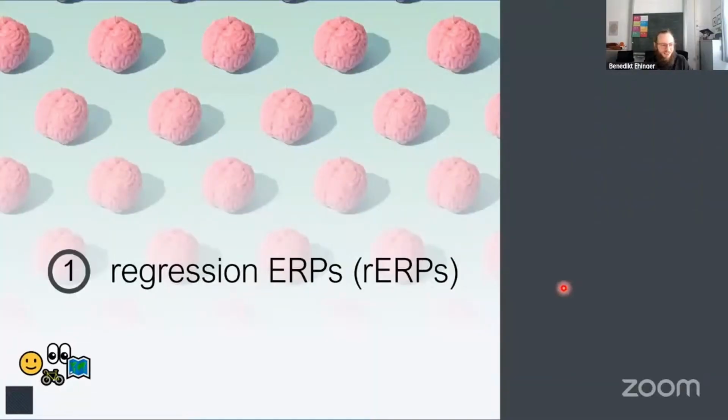We have now reached regression ERPs, and I want to give you a little bit of my motivation for how I even got here. I'm very happy that Olaf is also here, because without Olaf, I would never sit here in the first place.